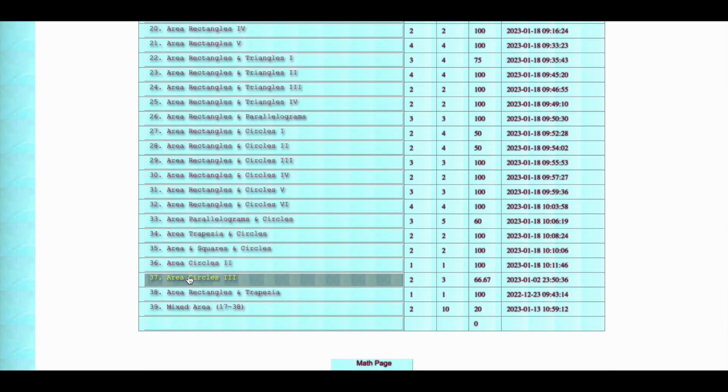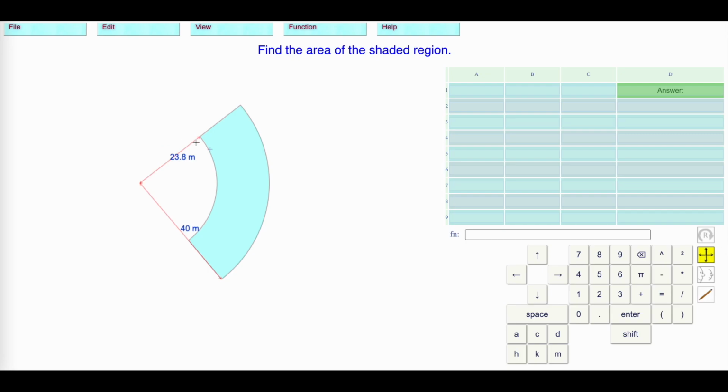Level 37, the area of circles 3. Here we have a quarter of a circle. We started off with a circle here, a big circle. We had something like this. So we have a big circle take away a small circle, but we're only looking at a quarter of that.